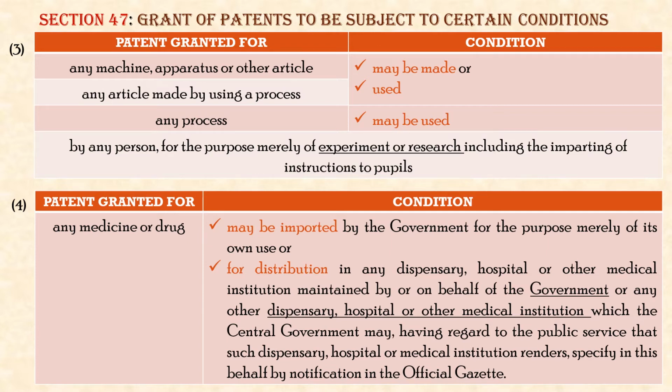Subsection 4 says, if a patent is granted for any medicine or drug, the condition is it may be imported by the government for the purpose merely of its own use or for distribution in any dispensary, hospital, other medical institution maintained by or on behalf of the government or any other dispensary, hospital, medical institutions which the central government may, having regard to the public service that such dispensary, hospital, medical institution renders, specify in this behalf by notification in the official gazette.